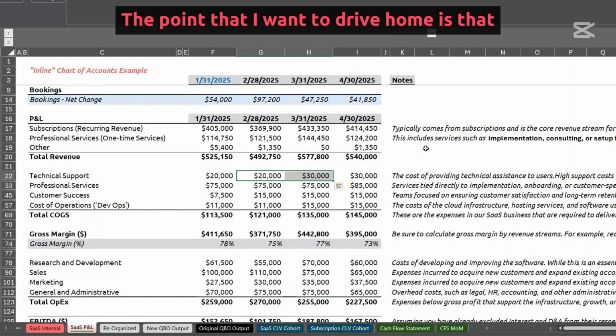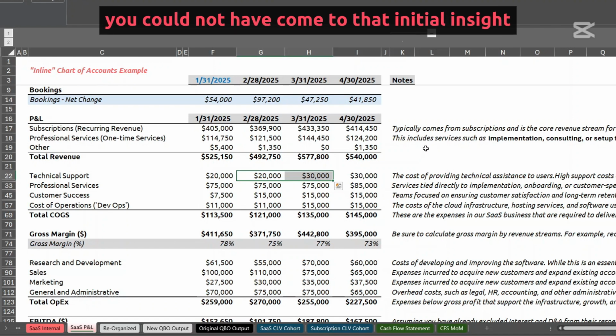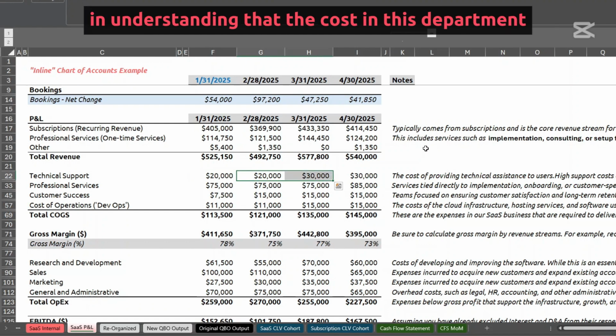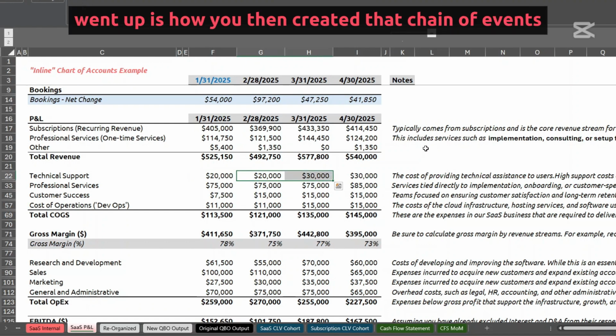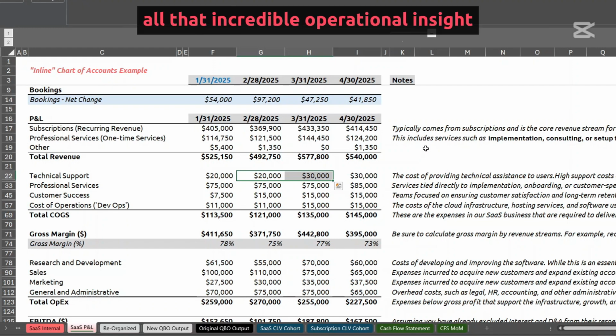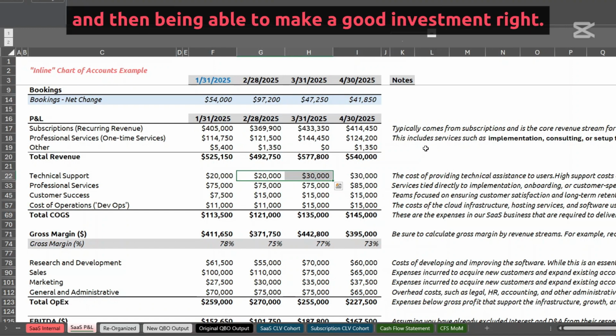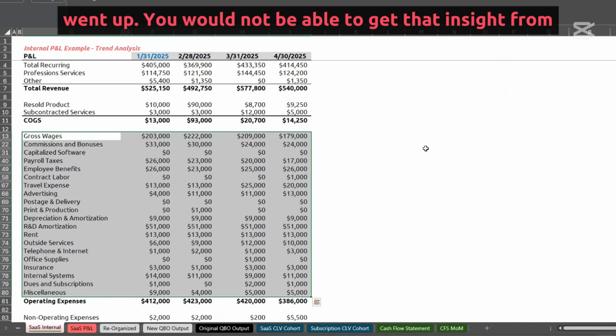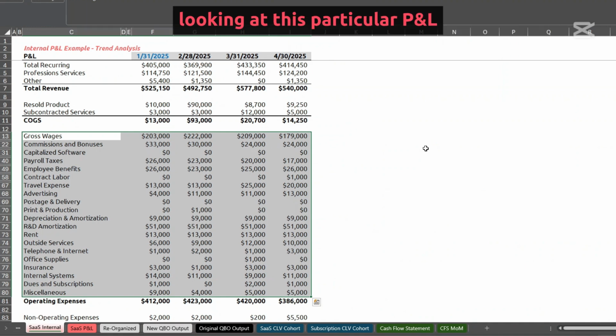And the point that I want to drive home is that you could not have come to that initial insight, the insight literally right here in understanding that the cost in this department went up, is how you then created that chain of events to bring you to all that incredible operational insight, going to the technical team, seeing what the problem was, and then being able to make a good investment, right? That came to fruition and it started because we could tell that this department's costs went up. You would not be able to get that insight from looking at this particular P&L as it currently stands.